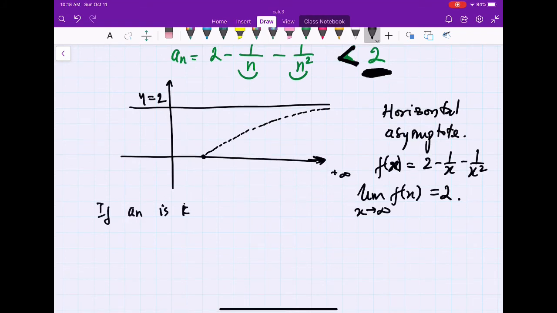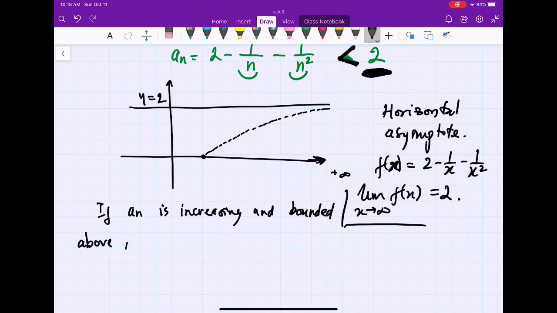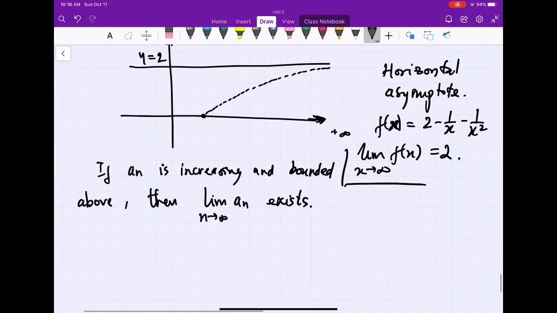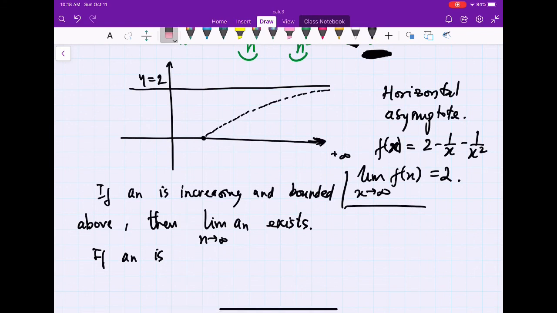If a_n is increasing and bounded above, then the limit of a_n as n approaches infinity exists. Oh wait, I think I did something wrong here. Actually, we have to reformulate this: the sequence is increasing and has an upper bound. Okay, let's say that. Then the limit exists.